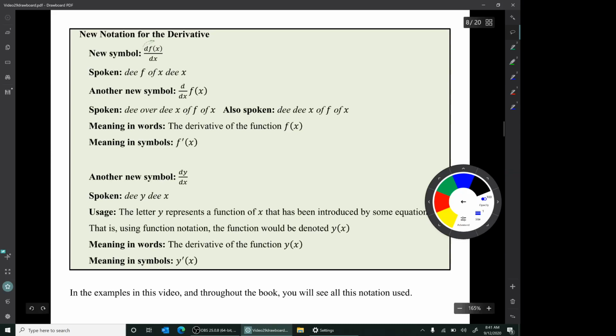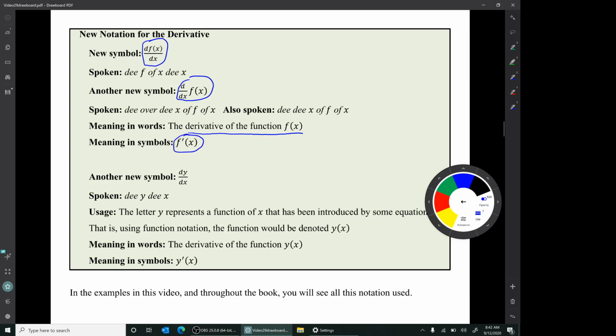Before learning some derivative rules, we need to learn about some new notation for the derivative. So we have a new symbol, this symbol. It's spoken df of x dx. And there's another symbol that's new, this one. It's spoken d over dx of f of x. It's also spoken d dx of f of x. They both mean the same thing. They just mean the derivative of the function f of x. So in other words, they just mean the same thing as this old symbol.